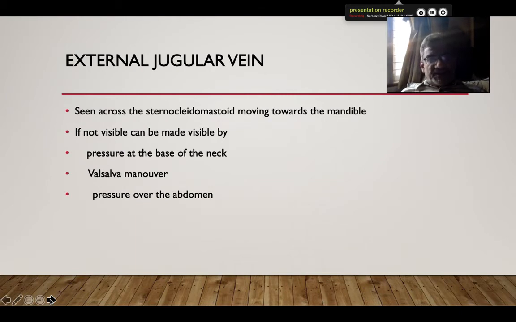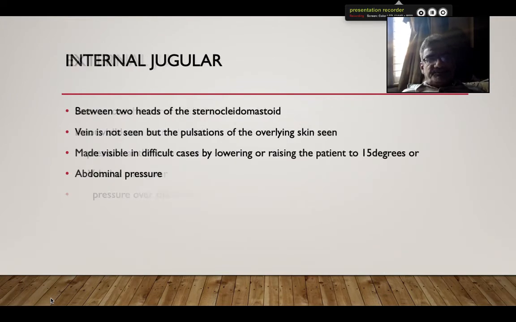Suppose it's not visible, what do we do? We can give pressure at the base of the neck. You can ask the patient to do a Valsalva maneuver, or pressure over the abdomen again makes the external jugular vein more visible. The internal jugular vein as such is not seen. It's between the two heads of the sternocleidomastoid. As I told, the vein is not seen, but the pulsations of the overlying skin are seen.